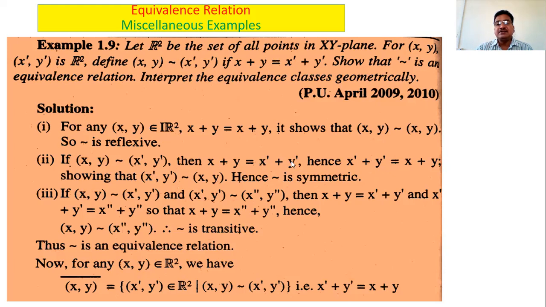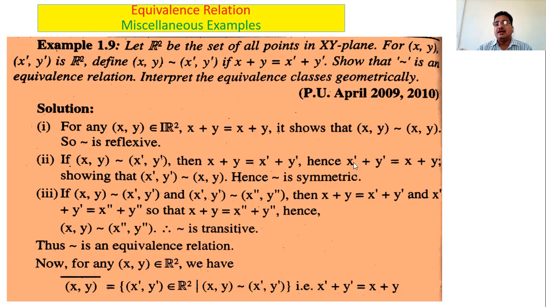That is, change the sides. That is, x' + y' = x + y. And what is the meaning of this equation? That x' + y' = x + y means (x', y') is related to (x, y).